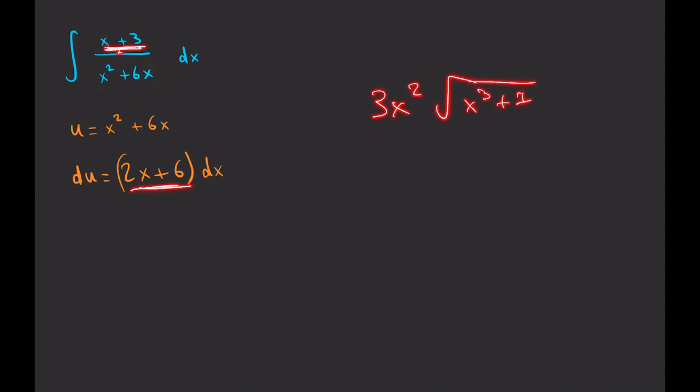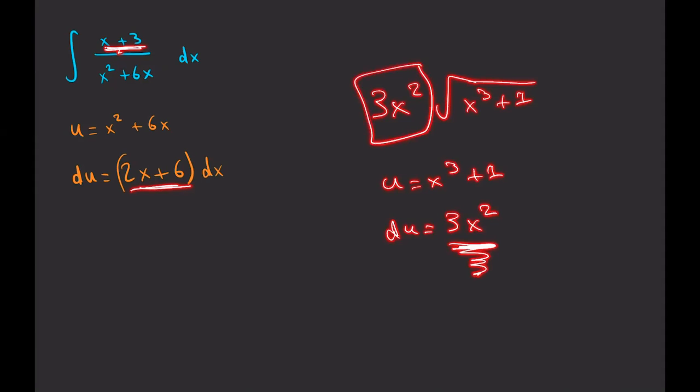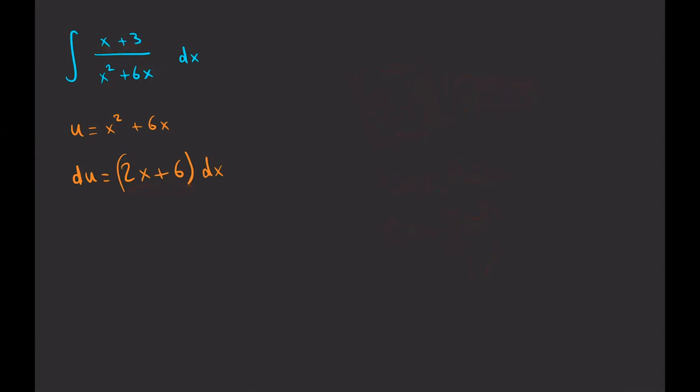And when we did u equals x cubed plus 1, we just kind of got lucky and happened to get exactly that 3x squared that we're seeing up here. But here we don't actually have that. Here we have a 2x plus 6, and here we have an x plus 3. So now we've got to get a little bit clever, and hope that we can fashion an x plus 3 from where we're at. What I notice here is I can factor out a 2, and there's my x plus 3.